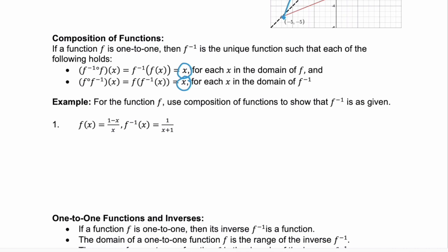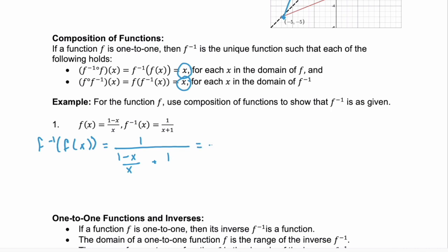So in this example, we have a function f, and we're going to use the composition of functions to show that f inverse is what we're given. First, let's find f inverse of f of x. So remember, we're taking the f of x function and substituting it into the f inverse of x function wherever there's an x. So that would be 1 over 1 minus x over x plus 1.